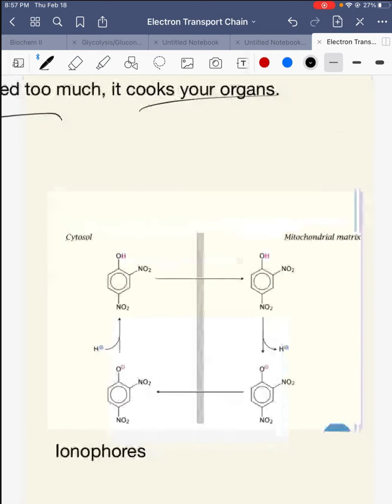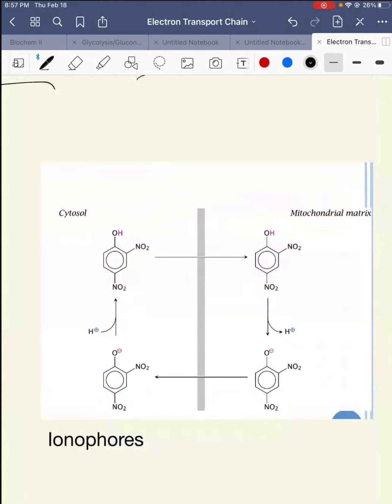This is an example of an uncoupler. Basically, they accept the proton from the cytosol or the intermembrane space, because protons can shuttle between these two freely, so they can accept a proton from the intermembrane space, and then they can go back in the matrix and disrupt the gradient.